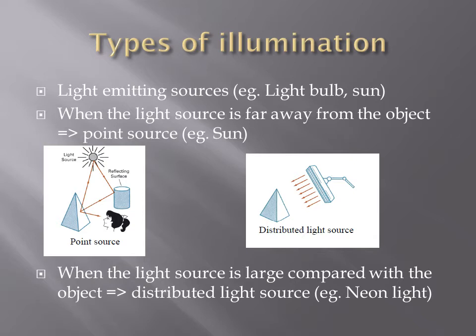Light emitting sources are further categorized into two types: one is the point source and the other is the distributed light source. A point source is when the light source is far away from the object, like the sun is far away from us. The sun is a source of light, the moon is a source of light, stars are sources of light. This kind of source is called a point source. A distributed light source is when the light source is large as compared to the object. Neon light is an example of a distributed light source.